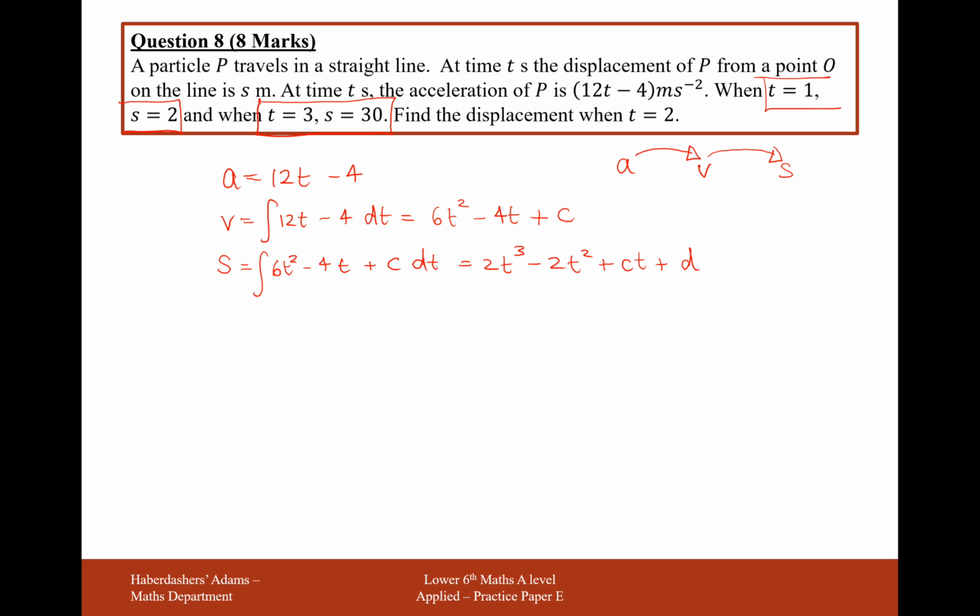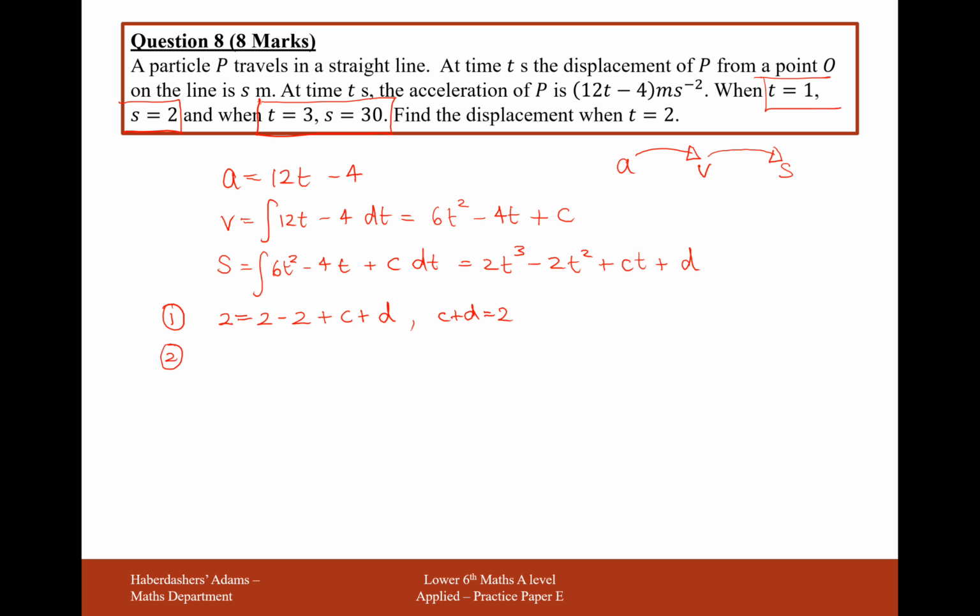Right, now what we're going to do is insert these values here, and it looks like we're going to get simultaneous equations. We need to work out c and d, and we've been given two values to plug in. So yeah, simultaneous equations. So in the first case here, we're going to have s equals 2 equals 2 times 1 cubed, that's 2, minus 2 times 1 squared, that's 2, plus c times 1, that's c, add d. So our first equation here is c plus d equals 2.